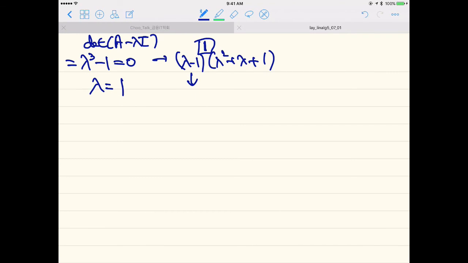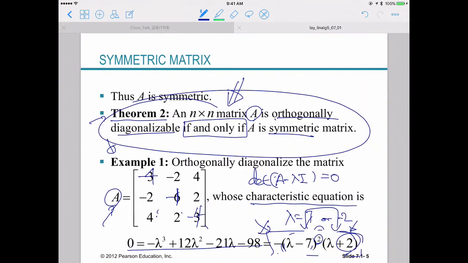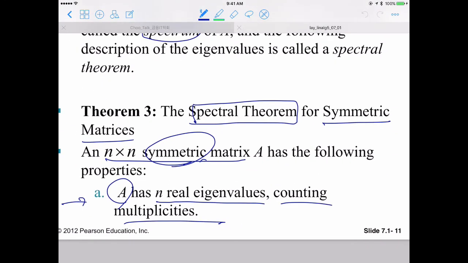Of course, this has some roots when considering complex numbers, right? But let's just assume that we will exclude those complex numbers. So in that case, again, it's not diagonalizable already. Okay, and considering that, let's look at this theorem again.